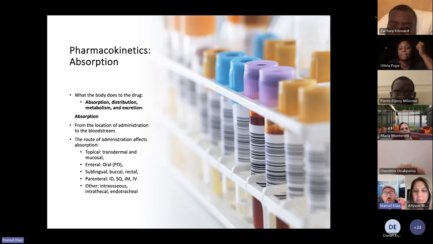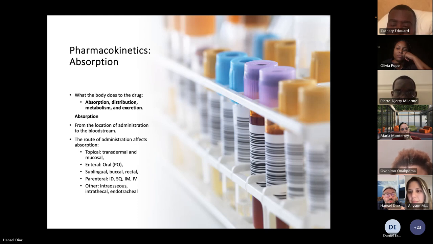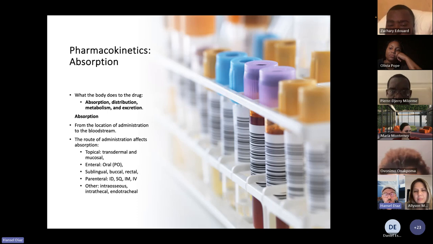My question is, when you're giving somebody buccal or sublingual medication, can they drink water? No, they need to let it dissolve, right? Otherwise, it would not be buccal or sublingual. It would be PO, right?